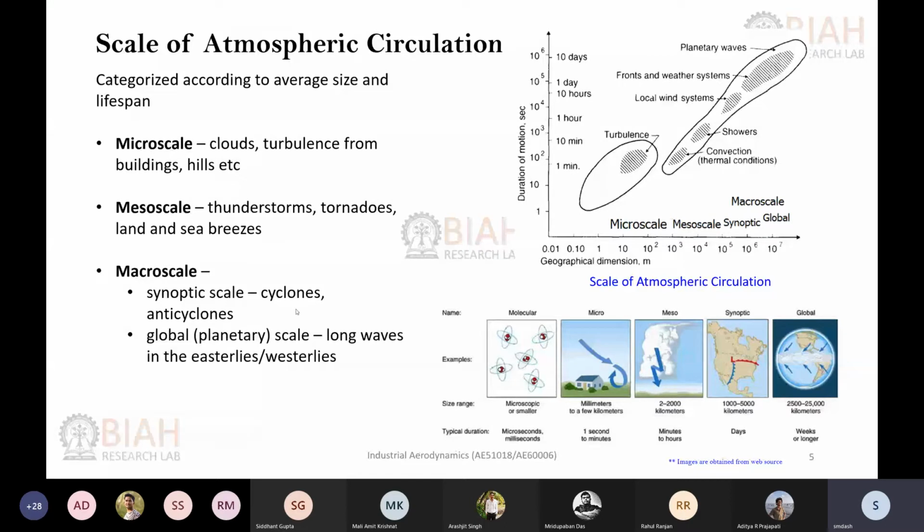In thunderstorms and cyclones, of course, you have turbulence there, but you cannot characterize them. So that's why I did not include turbulence in this range, but generally the flow itself is quite turbulent. But when we talk about atmospheric turbulence, it is generally investigated in the micro scale. That is why it is shown here. All right, is it clear?